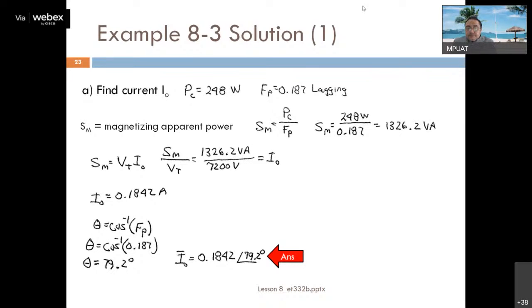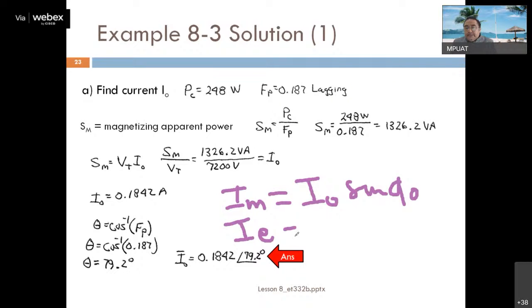We know that IM, the magnetizing current, is nothing but I naught sin phi naught, and IE, that is the core loss component, is nothing but I naught cos phi naught. We know cos phi naught is 0.187. So can you find out phi naught? How much does it come out to be? 79.2 degree. Now it is lagging, therefore I naught will be 0.1842 at minus 79.2 degree, minus because it is lagging.